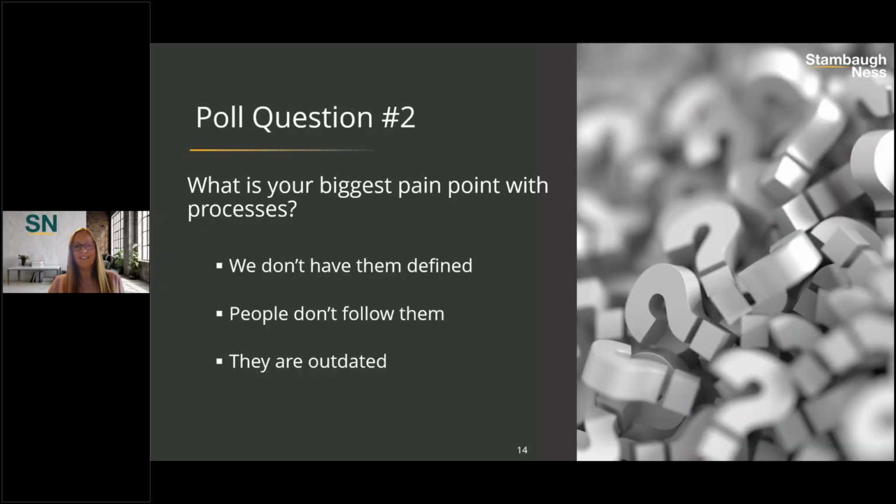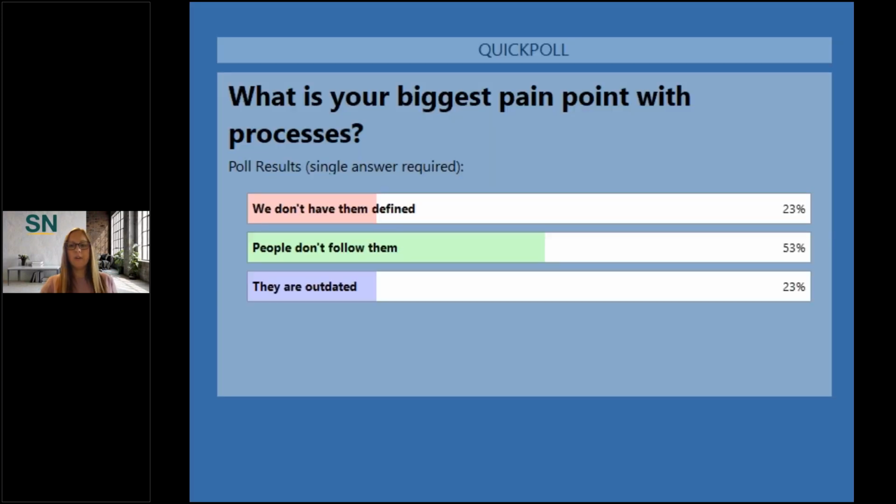Okay, I'm going to talk about the results a little bit, and then I want to know if we have any questions that came in before we dig into the processes. So it looks like we have 50+% of people that don't follow procedures. That's normal. And then it's split evenly in the two other areas.